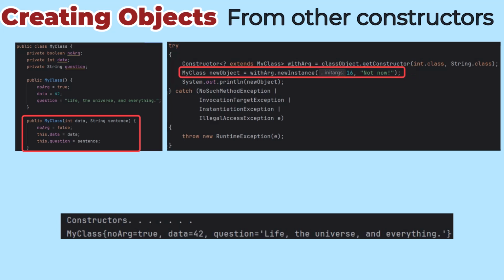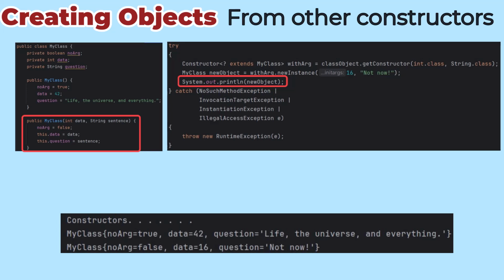Once I have that, I can create the object by calling newInstance and passing in the arguments, in this case 16 and "not now". The object that gets created has no-arg equal to false, because we didn't use the no-arg constructor, and data has been set to 16 and sentence has been set to "not now".